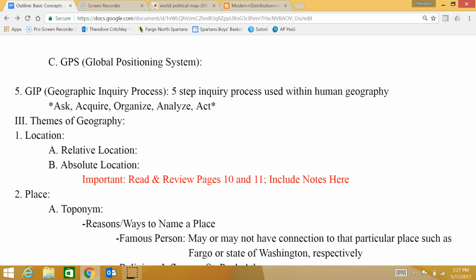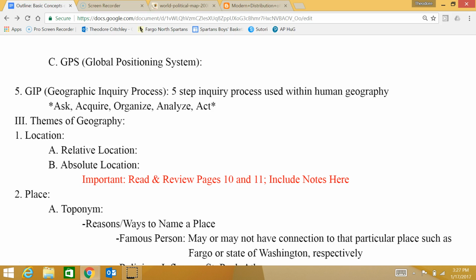Last but not least, and then we'll conclude this podcast, the geographic inquiry process. Our world culture students use this quite a bit in every project that we do. In fact, the first thing we ever asked them to do is use the geographic inquiry process to purchase a house. And essentially what this is, it's the 5 steps of critical thinking. Okay, here for you it says a 5-step inquiry process used within human geography. I would simply say it's the 5 steps of critical thinking.